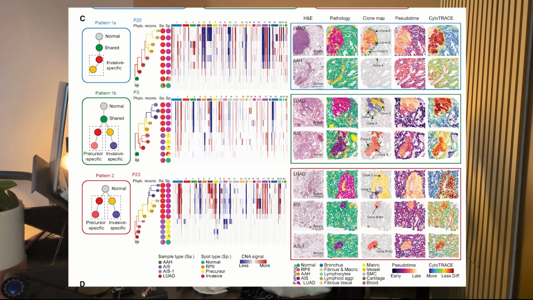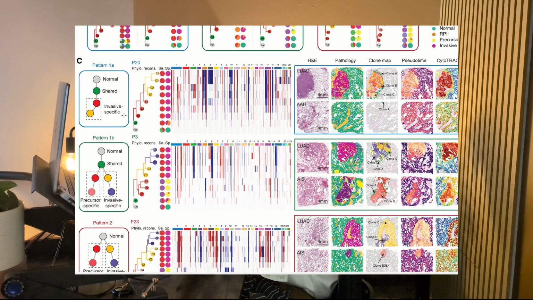Panel C shows representative examples. On the left, for each patient, you'll see the phylogenetic tree derived from spatial CNV data. In the middle are the CNA heat maps, showing gains and losses across the genome for each clone. And on the right, each clone is mapped back into its anatomical location, alongside the pathology annotations, pseudotime ordering, and CytoTRACE differentiation scores. Let's focus on two examples.